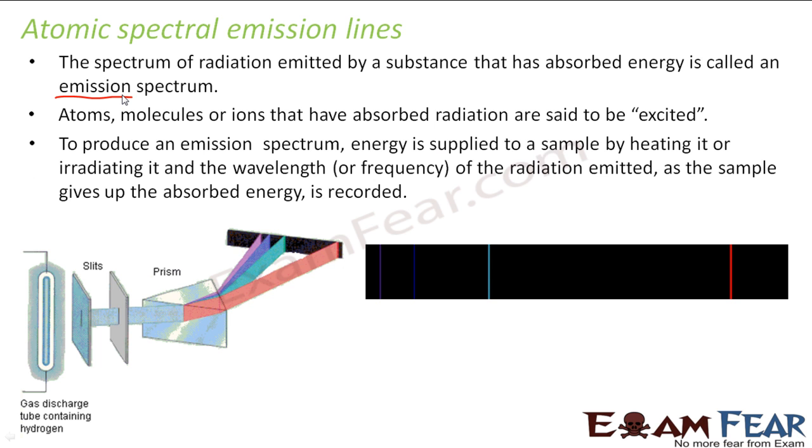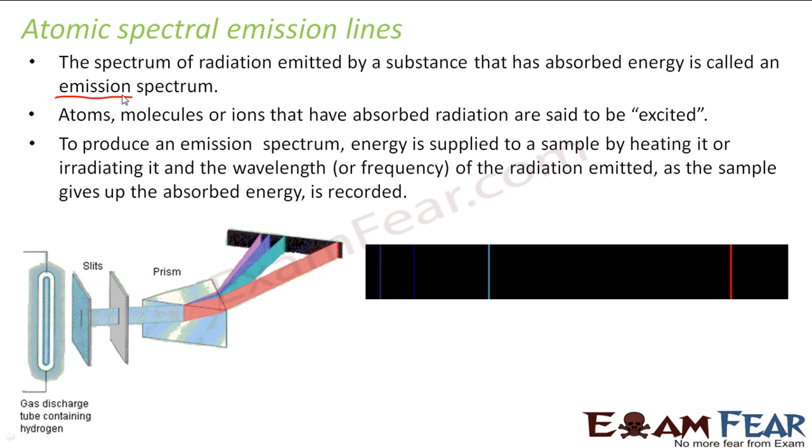To produce an emission spectrum, energy is supplied to a sample by heating it or irradiating it, and the wavelength of the radiation emitted as the sample gives up the absorbed energy is recorded, right? So how do we produce this emission spectrum? As I mentioned, for this we will have to supply some additional energy. We can apply this additional energy either by heating that object, giving heat energy, or by giving some radiation on that object. So there are different ways by which we can supply this additional energy. Now that substance will absorb this additional energy and it will emit the emission spectrum.